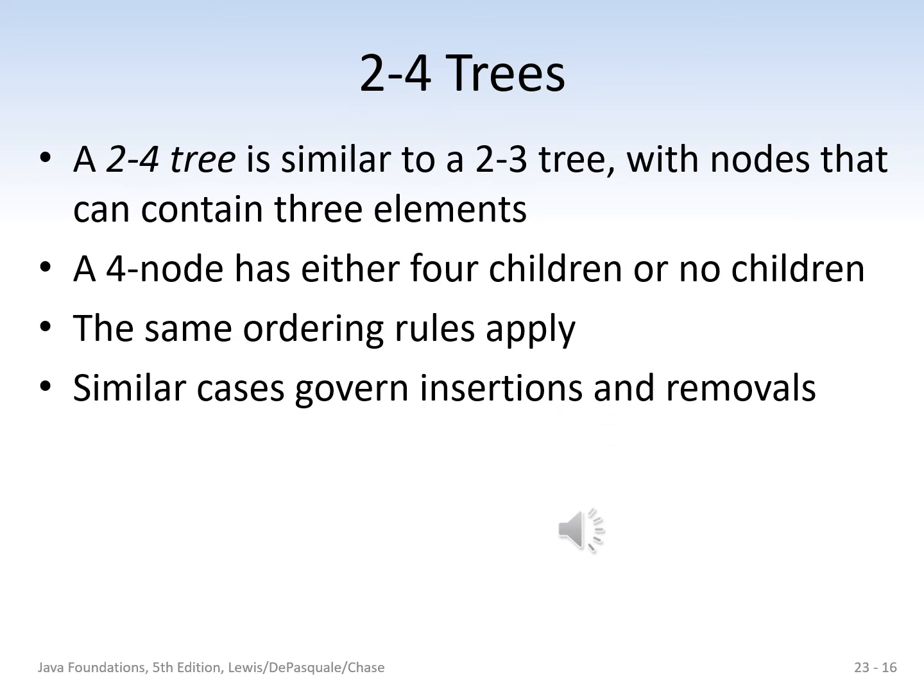So as you might have guessed, a 2-4 tree is similar to a 2-3 tree with nodes that can contain 3 elements. A 4-node has either 4 children or no children, just like a 2-3. So the same ordering rules apply, and similar cases govern insertions and removal. And we're going to take a look at 2-4 trees, and you'll see it's very similar to 2-3 trees.